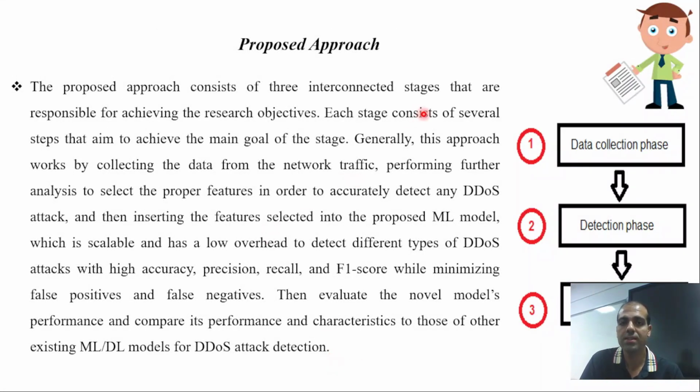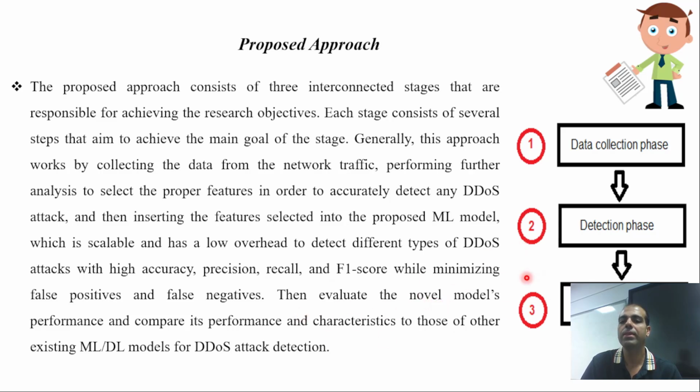The proposed approach consists of three interconnected stages that are responsible for achieving the research objectives. Each stage consists of several steps that aim to achieve the main goal of the stage. Generally, this approach works by collecting data from the network traffic and performing further analysis to select the proper features in order to accurately detect any DDoS attack. Then the collected data is inserted into the detection phase, the proposed machine learning model, which is scalable and has low overhead, to detect different types of DDoS attacks with high accuracy.